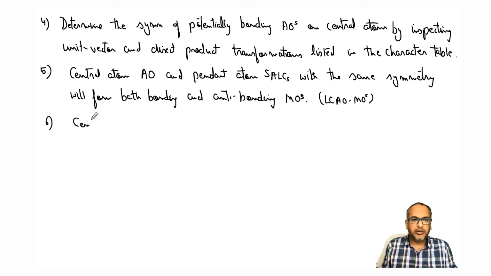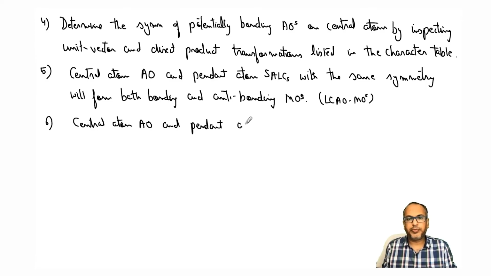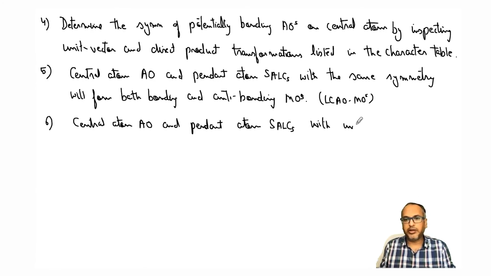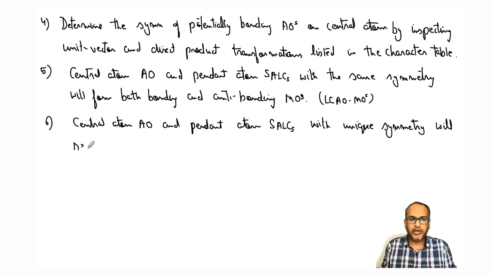Again, central atom atomic orbitals and pendant atom SALCs with unique symmetry, let's say some of these cannot match, those with unique symmetry will remain as non-bonding. That is very obvious, right?